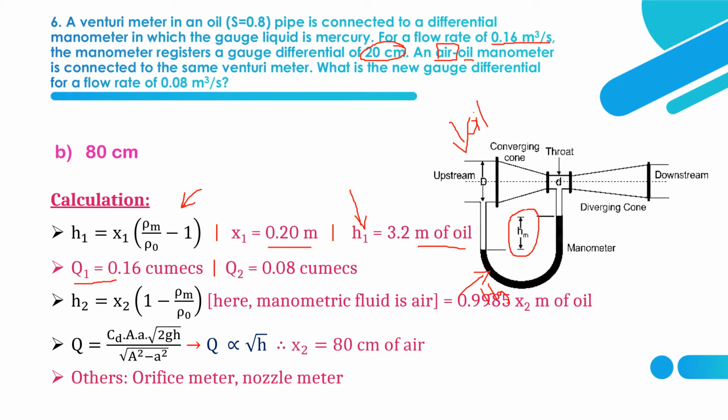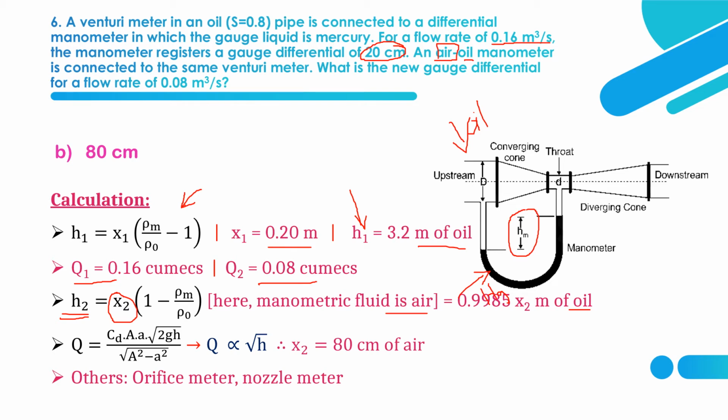0.16 meter cube per second. Q2 in the second scenario is 0.08 meter cube per second, or Qmax. And for the second scenario, what is the head in terms of oil? When we use the manometric fluid as air, in this case x2 is the parameter we have to find.